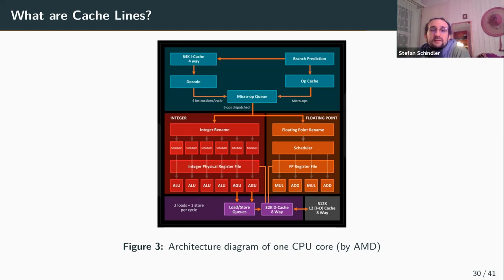Also, what's not shown on this diagram is the decoder and the op cache. They instruct the memory prefetcher. So the prefetcher will actually fetch memory that's not used by your program yet, but the algorithm is like, yeah, there's a good chance it will be used soon. So let's fetch it from the memory because the memory is really slow.